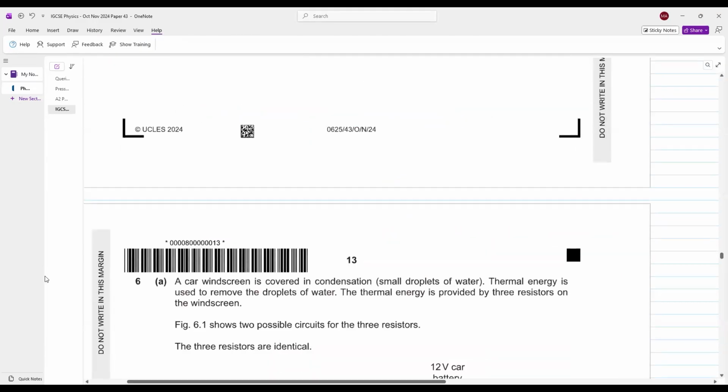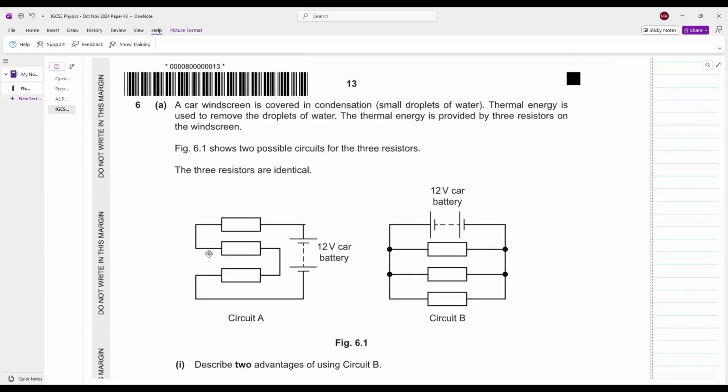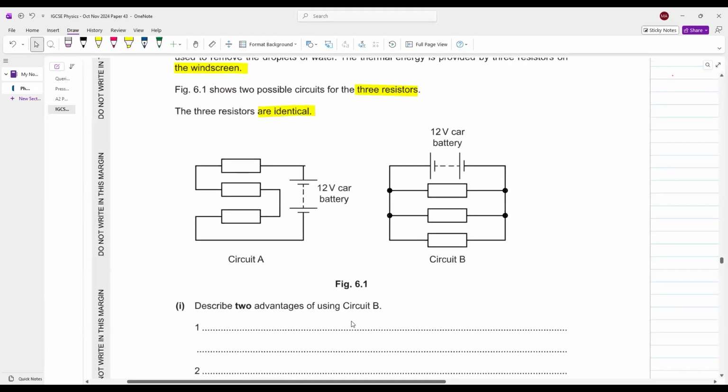A car windscreen is covered in condensation, small droplets of water. Thermal energy is used to remove the droplets of water. The thermal energy is provided by three resistors on the windscreen. Figure 6.1 shows two possible circuits for the three resistors. The three resistors are identical. Describe two advantages of using circuit B. What are two advantages of using circuit B?